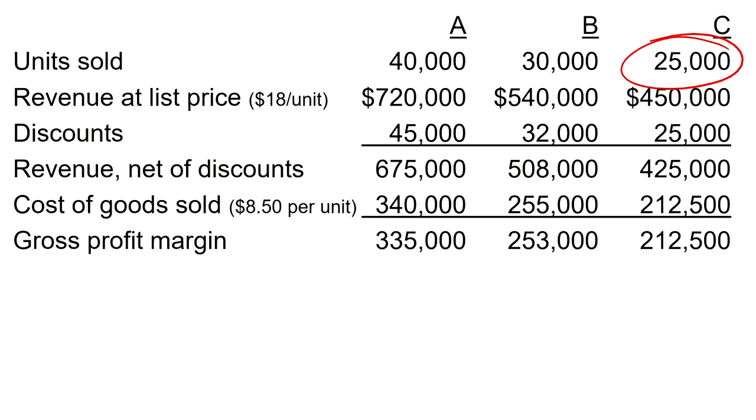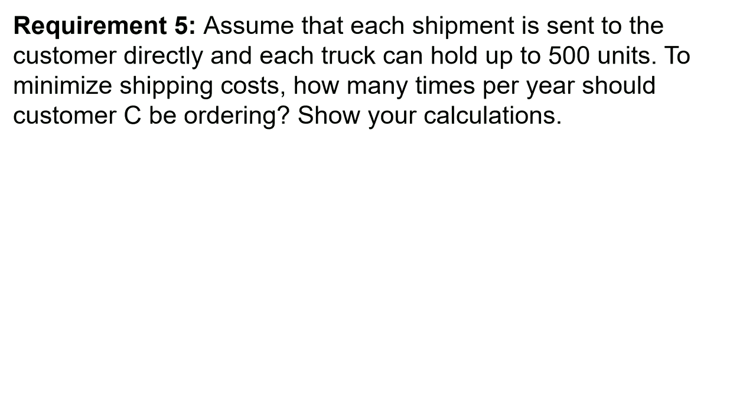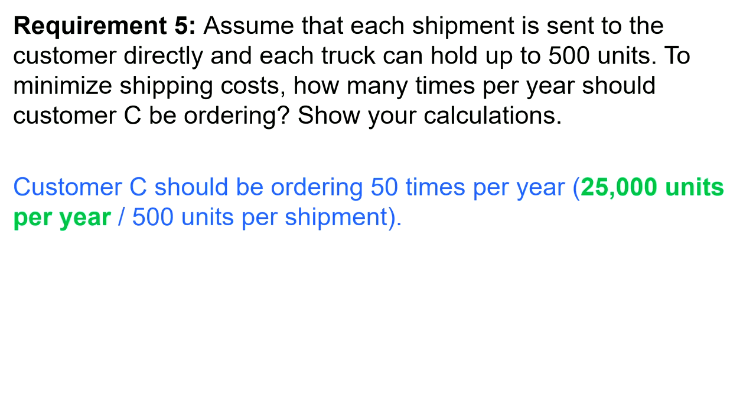We look back, we're told that they bought 25,000 units. Well, if each truck can hold 500 units, how many times per year should customer C be ordering? Well, we take the 25,000 units they ordered, we divide it by the 500 units that we can put in a truck, and they should be ordering 50 times per year. Okay, if everything worked out perfectly and all of that, it would be 50 times per year. So a simple calculation, but if we see the information, we do this calculation, we're going to get this easy points really with this requirement.